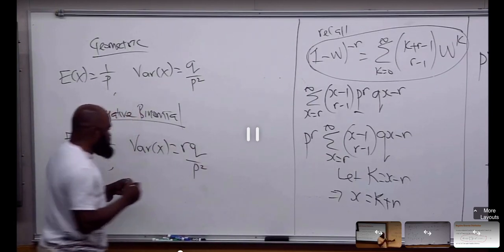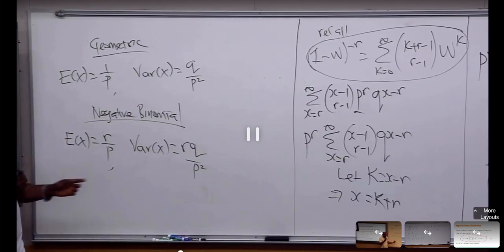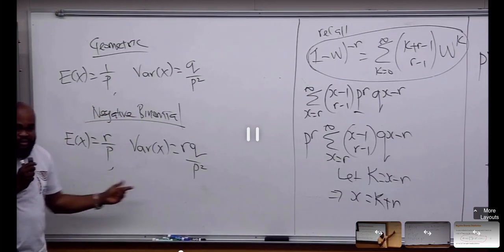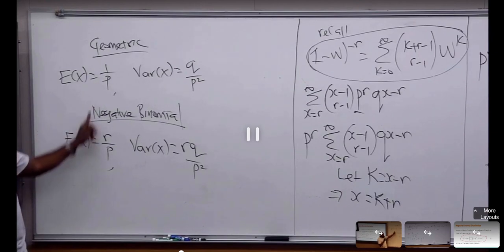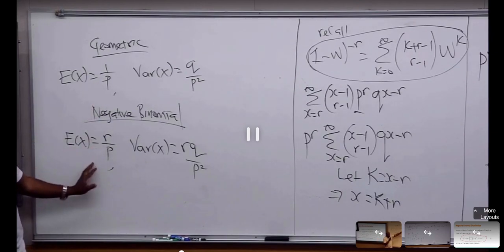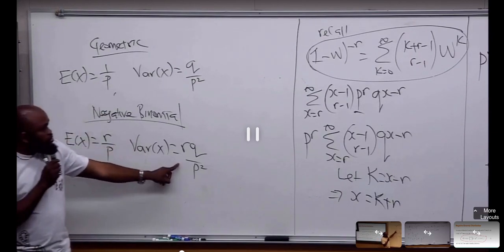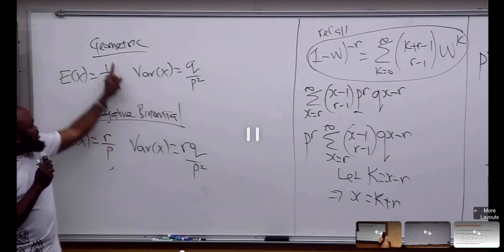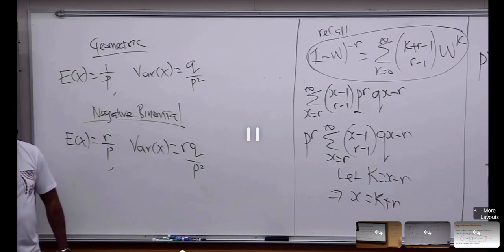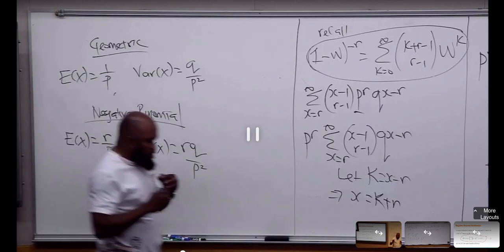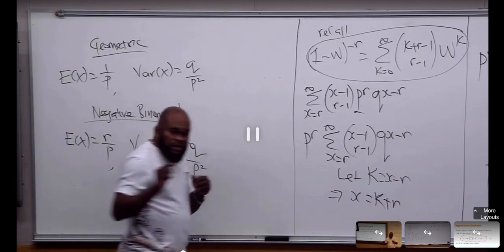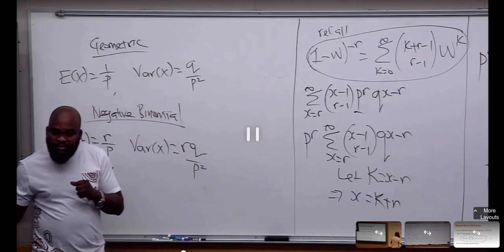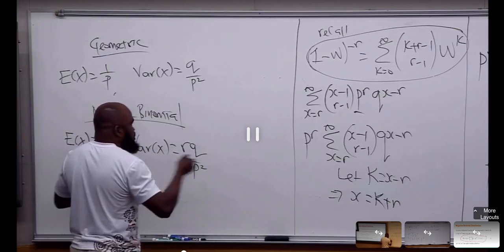Now I want to derive this. But look at the connection they have. When r equals 1 here, we have the geometric here. You see the connection between negative binomial and geometric? Now, the version of the negative binomial that I'm using is this.